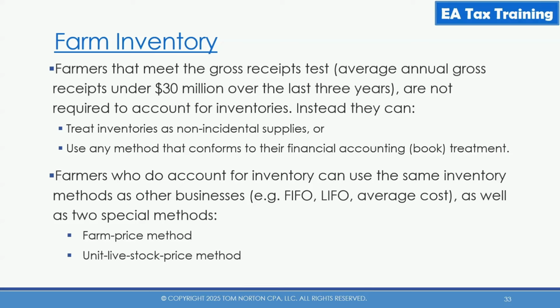So for the farming section of the EA exam, of course, we know that they can use LIFO, FIFO. We already talked about that in a different video. But what we want to focus on is the two special methods that farmers are allowed to use. They are called the farm price method and the unit livestock price method. These are not required, but they are allowed.